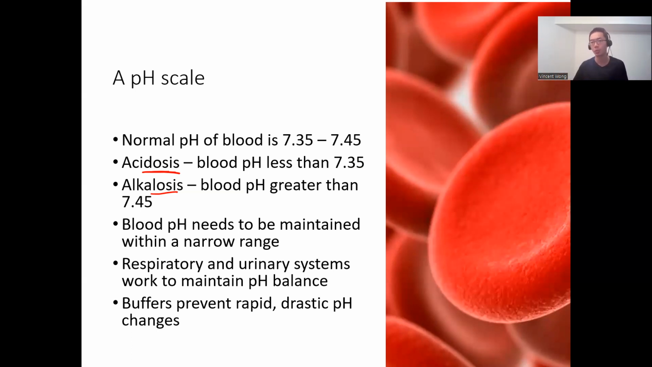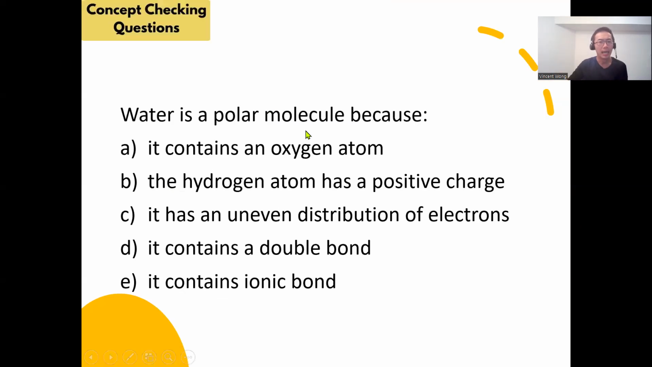I mean, we don't slip into a coma every time we enjoy a glass of orange juice, even though orange juice is very acidic, because we have ways to prevent these rapid changes. Your respiratory system and your urinary system can also work together to help counteract these changes in your pH. That you will learn next semester. And that's it for the chemistry stuff.